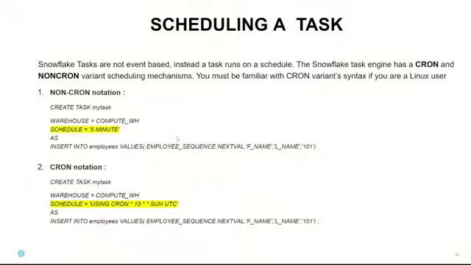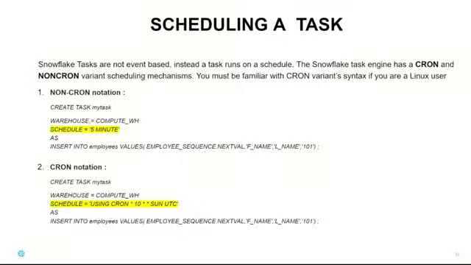Now, how do you schedule a task in Snowflake? Currently, since the task is not event based, you need to run the task on a schedule. There are two approaches through which you can schedule a task: either with a cron expression, or with a non-cron expression. In the non-cron expression, you can provide your schedules in minutes, hours, or days. The minimum you can go is 1 minute. 1 minute is the minimum schedule you can give a task.